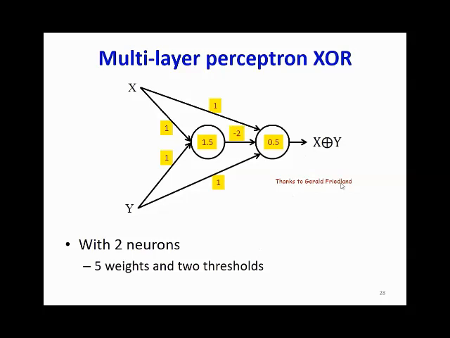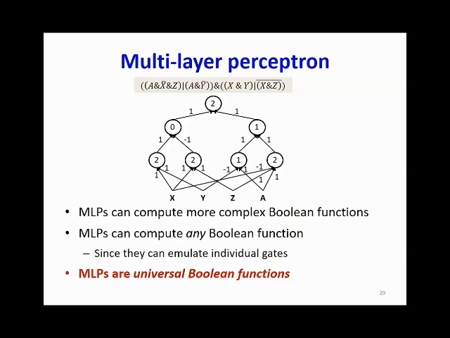The upshot of this is that we've realized that we can compute Boolean gates using perceptrons, and in fact we can compute Boolean functions. And because you can compute any Boolean gate, it means you can compute any Boolean function, like this weird one over here, which computes a function of 4 inputs. So MLPs are in fact universal Boolean functions. Regardless of what Boolean function you give me, I can always construct an MLP that computes it.